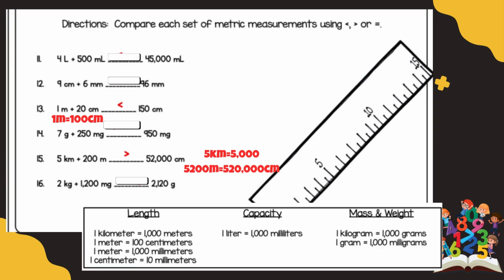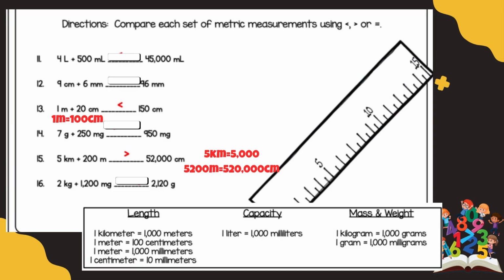For example, for number 13, 1 meter equals 100 centimeters. Then I can add 100 plus 20 centimeters to get 120 centimeters. 120 centimeters is less than 150 centimeters.